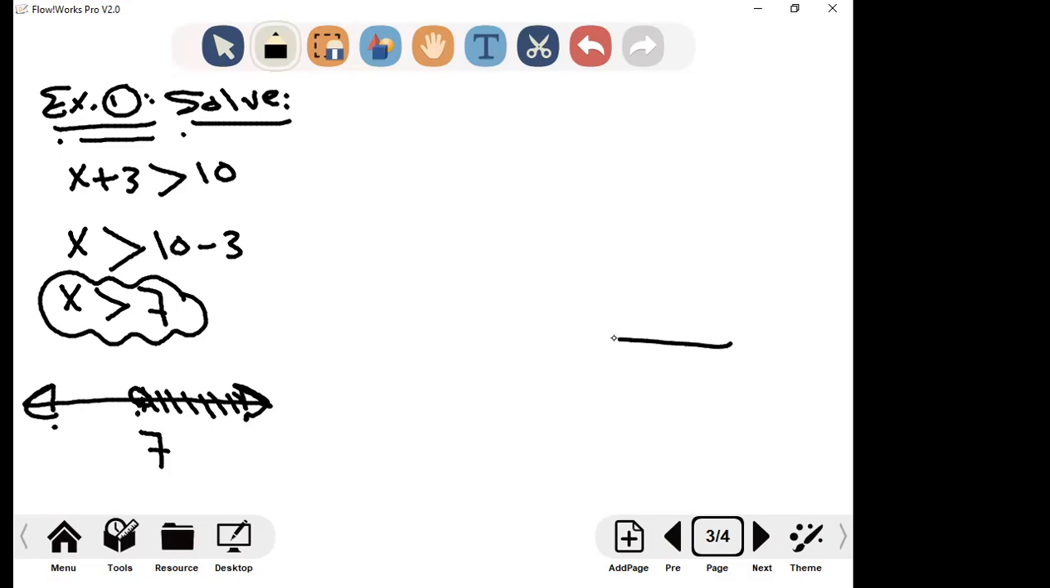Focus on the 7. This is 7 and this is 7.1, right? Here infinitely many numbers. Think out of the box. Between 7 and 8 there are many numbers. 7.01, 7.001. We cannot know.